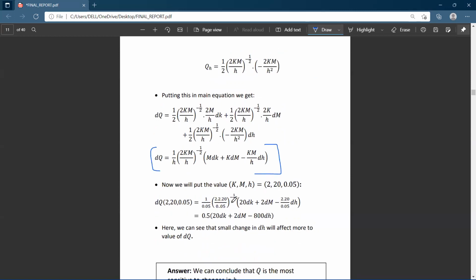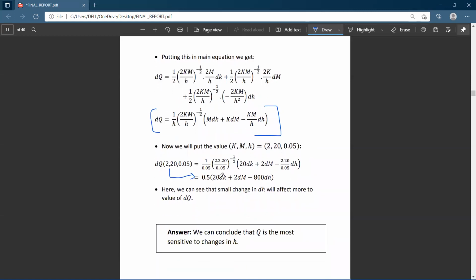Now it is given that we have to find the value at the point 2, 20, 0.05. So put those values in this equation. After putting in the values, we will obtain this equation. Here we can clearly see that small changes in dK and dM are less effective than small changes in dH, because 800 is way more than 20 and way more than 2. So small changes in dH can reflect more change in dQ for the given point.